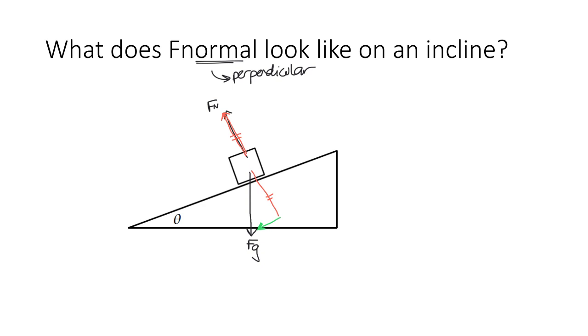But if it is not at rest, then our downwards force might be larger than our upwards force of friction, or there might be no friction at all. So it's this downwards component of the force of gravity that is allowing an object to slide down the ramp.